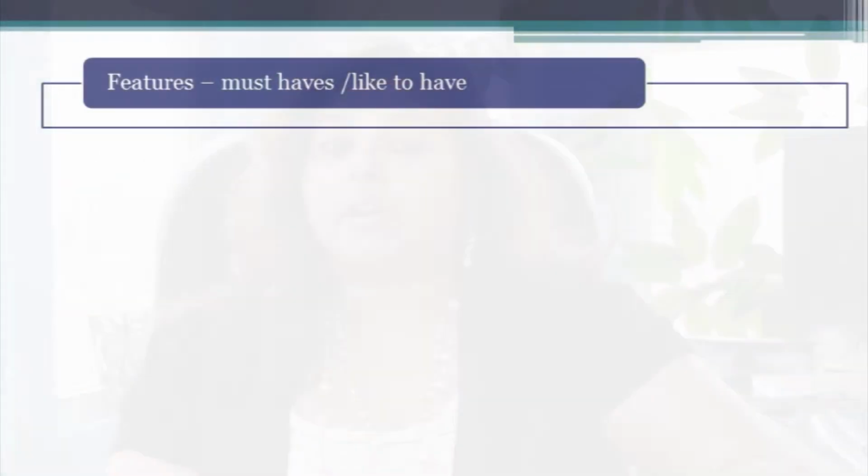One of the key things is the features and benefits. What features are must-haves, like to have, and wish list? So what goes as far as features? What are the cool things to have? What kind of requirements do you need? Maybe have some essential features.